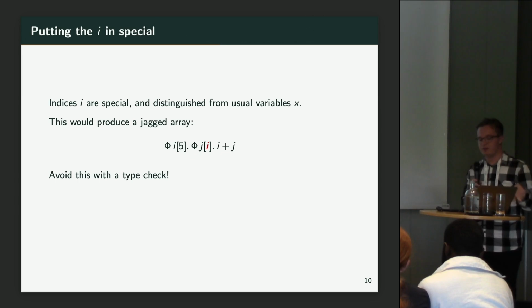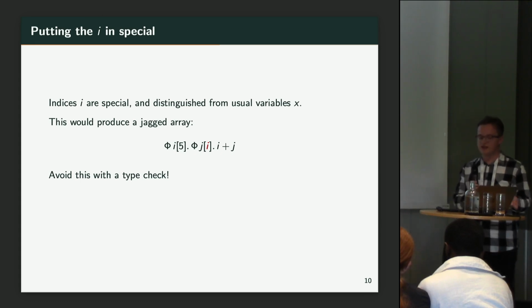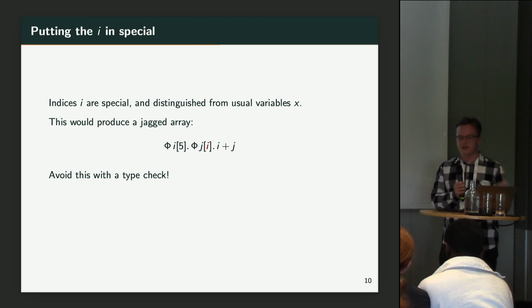So this would give us a pyramid shaped array. This is not a great array. So what you can do, with a separate kind of identifier for indices, is have a type check which keeps track of a separate environment for indices. And whenever you're in a size, you just don't allow sizes to depend on indices. And this makes sense: the size of the array cannot depend on which element you're in. And this gives you rectangular arrays.